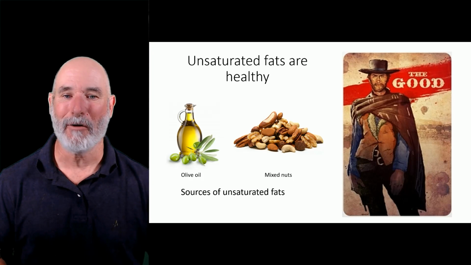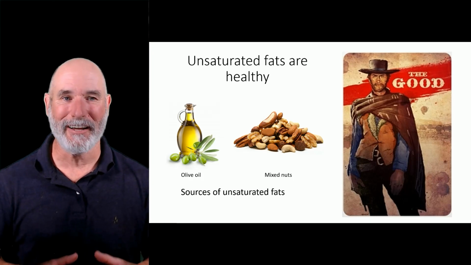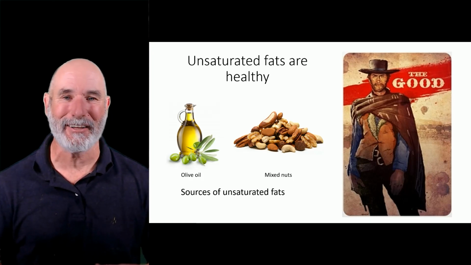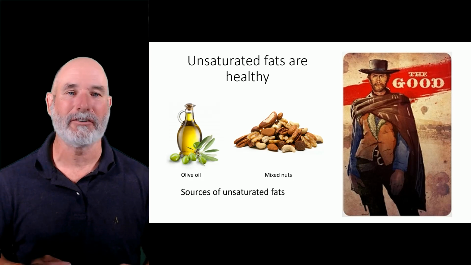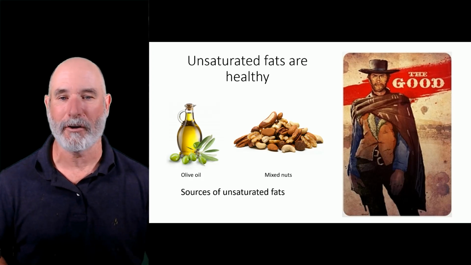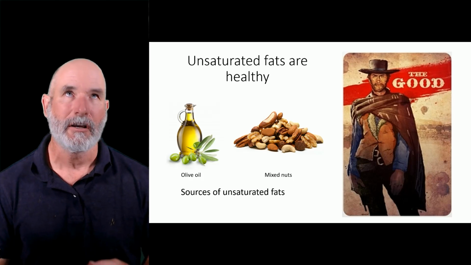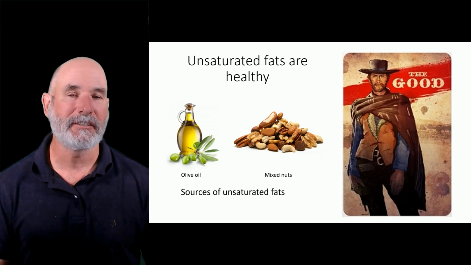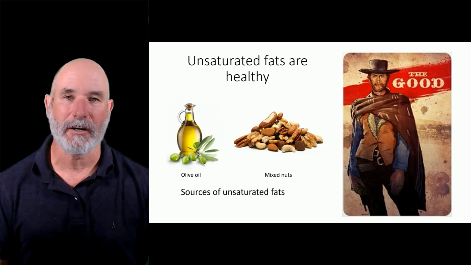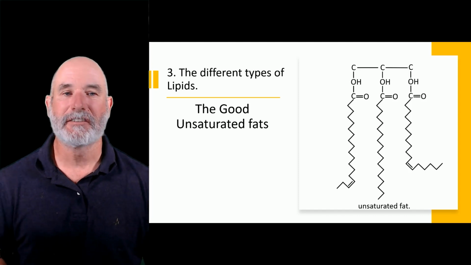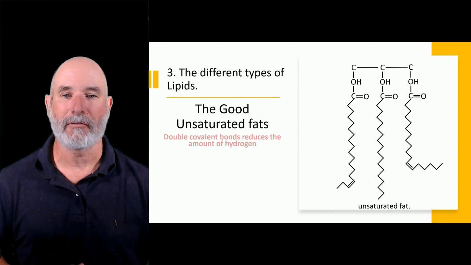All right, here we go. We'll start with the good. There's Clint Eastwood there from The Good, the Bad, and the Ugly. Unsaturated fats are generally considered to be healthy for you. You get those from things like olive oils, fish oils, sunflower oil, mixed nuts. These are good sources of unsaturated fats. This is an example of an unsaturated fat on the right.